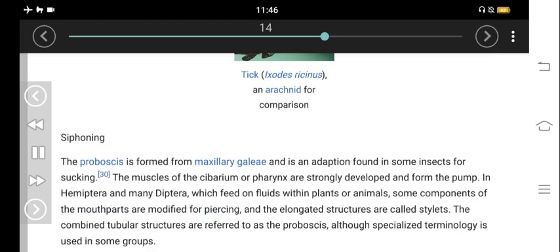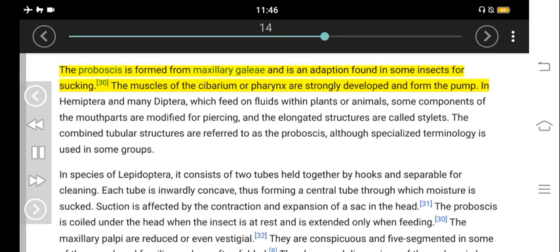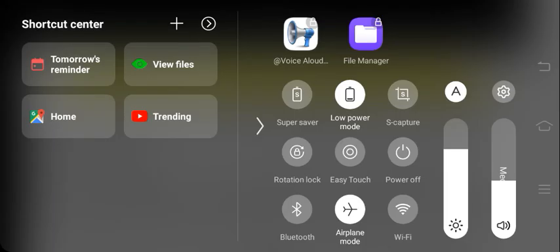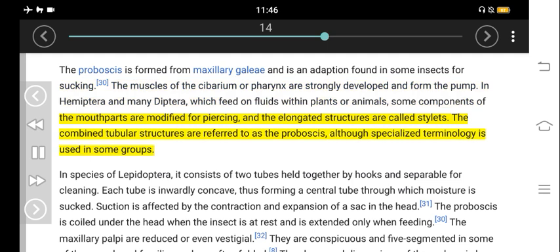Siphoning. The proboscis is formed from maxillary galeae and is an adaptation found in some insects for sucking. The muscles of the sitarium or pharynx are strongly developed and form the pump. In Hemiptera, which feed on fluids within plants or animals, some components of the mouthparts are modified for piercing, and the elongated structures are called stylets. Combined tubular structures are referred to as the proboscis, although specialized terminology is used in some groups.